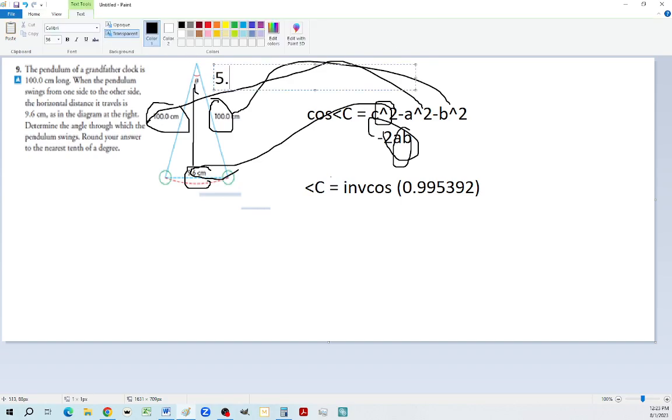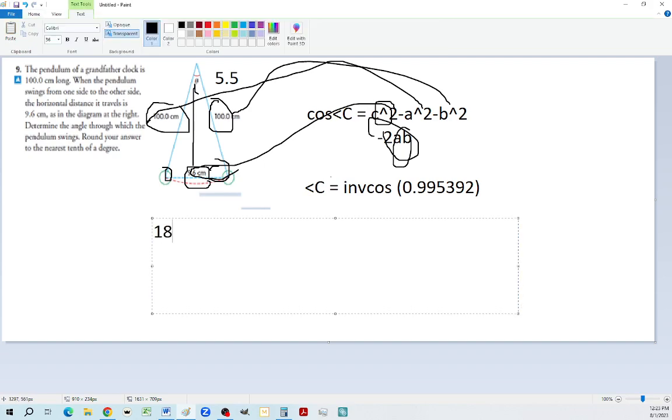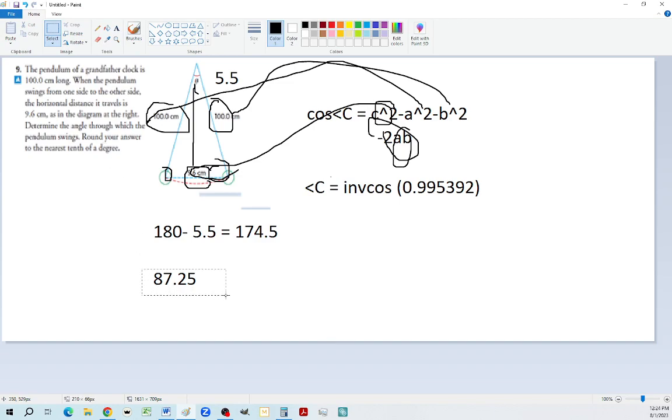Again, notice that both these sides of the pendulum are the same, which means both these angles down here will be the same, which means 180 minus 5.5 gives me 174.5. If I divide that by 2, which is 87.25, that's both the angles in the corner, there and there. Just because I know my isosceles triangle.